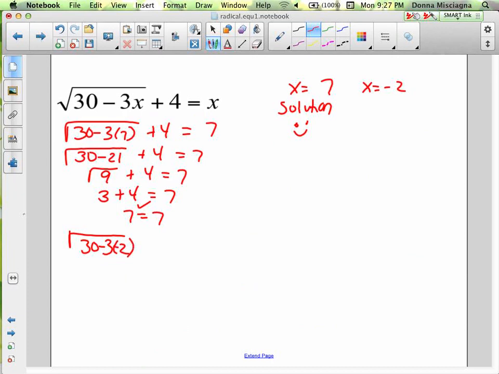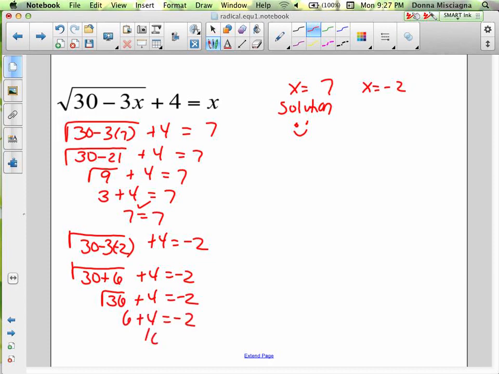So that's going to be negative 2 plus 4 equals negative 2. So that is 30 plus 6 plus 4 equals negative 2. And that would be the square root of 36 plus 4 equals negative 2. Well, that's 6 plus 4 equals negative 2. And 10 does not equal negative 2. So here we have an extraneous solution. And because it's not a good solution, let's give him a sad face.